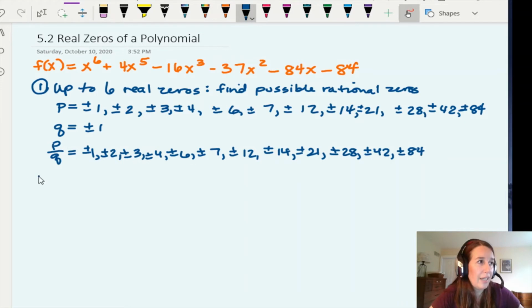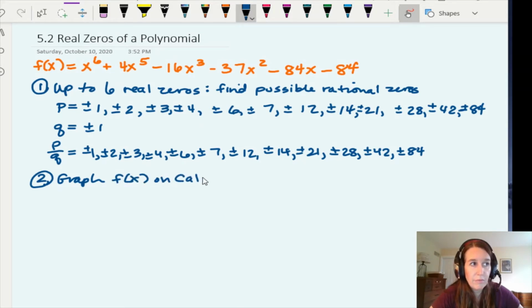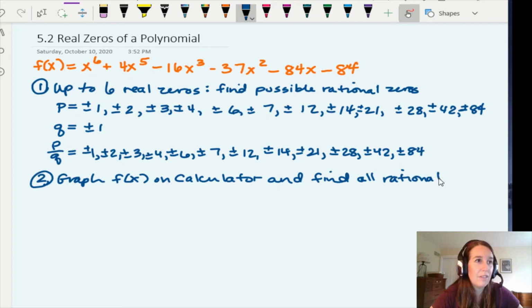Okay, second, we're going to graph the function on the calculator. It's f of x again. And find all our rational zeros.